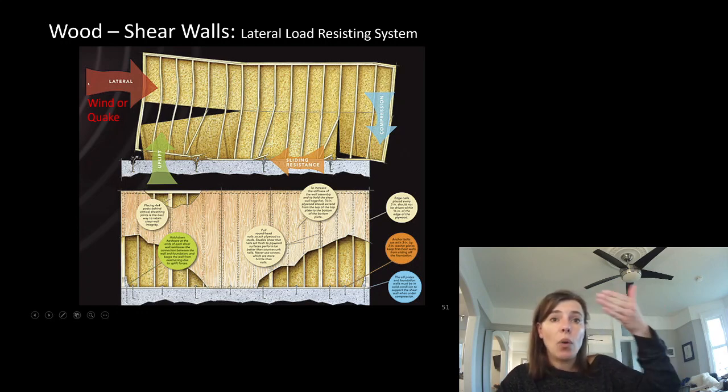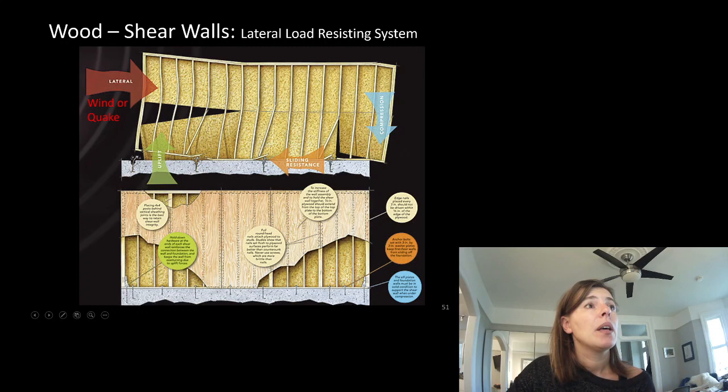We have wind or quake pushing on our system, and you can see that this lifts up, this slides over, it actually starts to come down here, and our panels bust apart, and this fails at the connections. If we put our plywood shear wall on it, so it's being braced every 16 inches from our studs, our plywood does the work of our lateral load resisting system. So for wood, it's often shear walls.